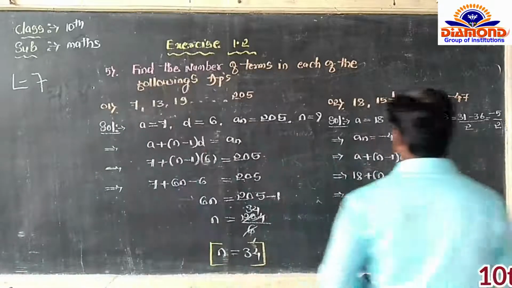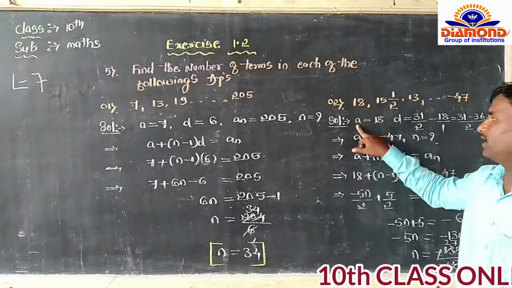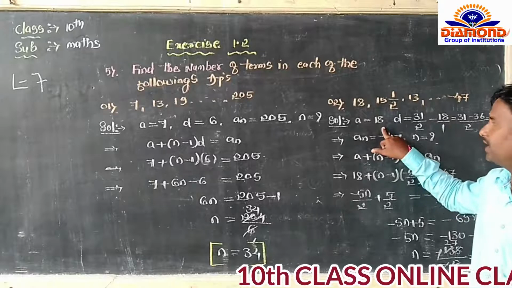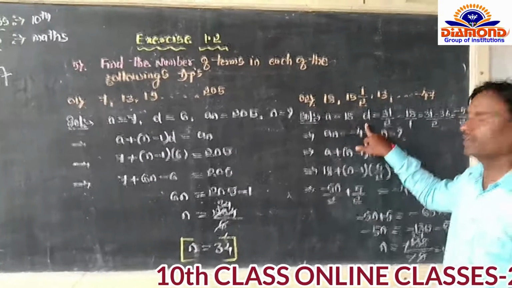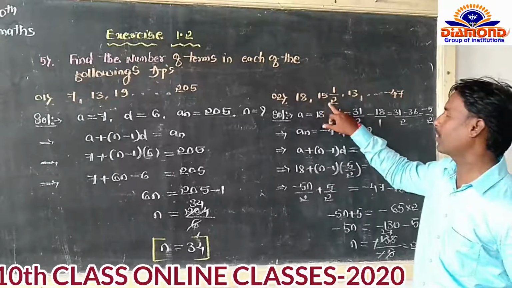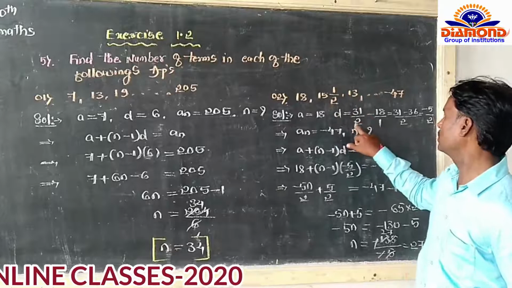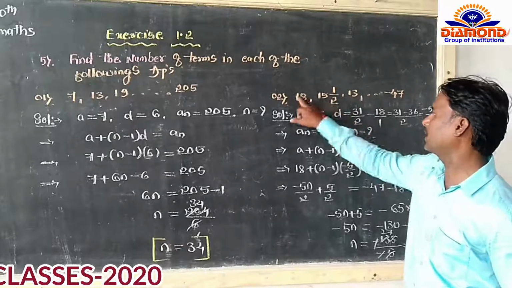So similarly, come to the second question here. Here a is equal to 18. Common difference we are finding. Here a mixed fraction is there. We are converting it to an improper fraction. 15 twos are 30, 30 plus 1 is equal to 31 by 2. 31 by 2, second term minus first term.